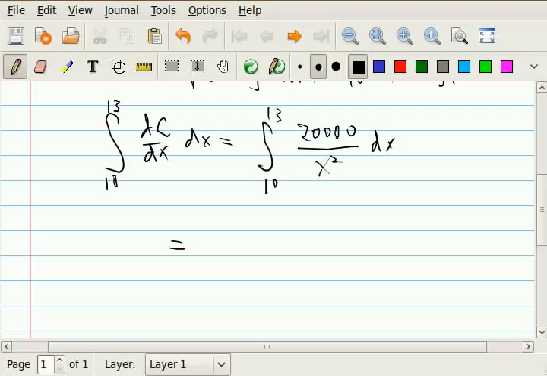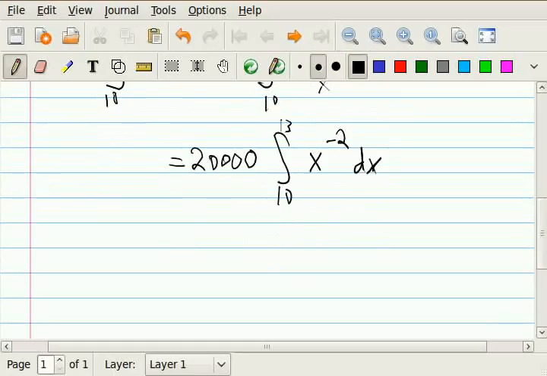To do this definite integral, I might use the constant multiple rule just to get the 20,000 out of the picture. I can factor a constant outside of a definite integral, just like an indefinite integral. That leaves me 1 over x squared, which I'm going to write as x to the power negative 2, so I don't have to do it in the next step.